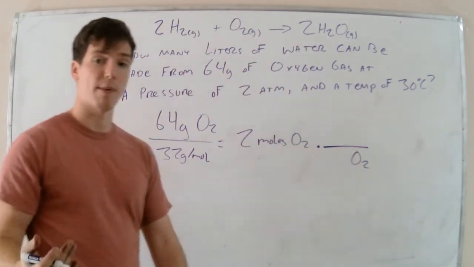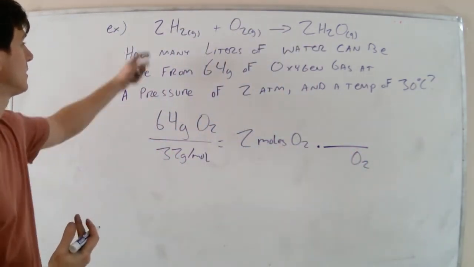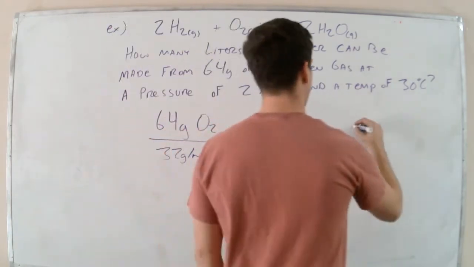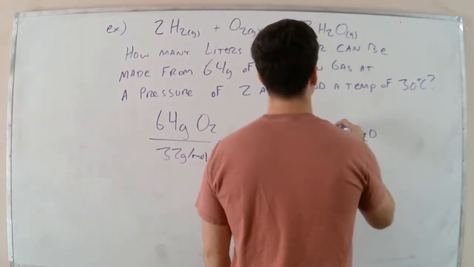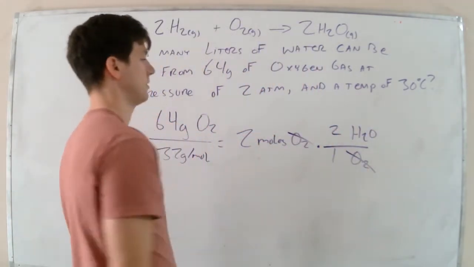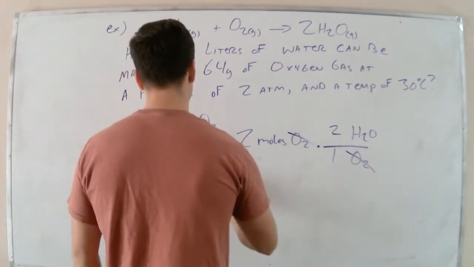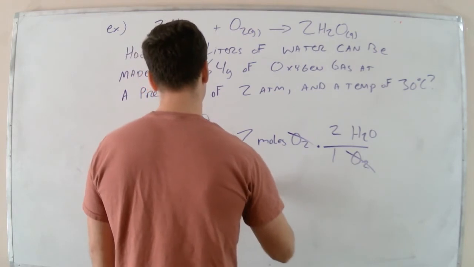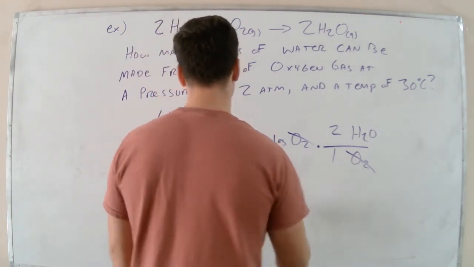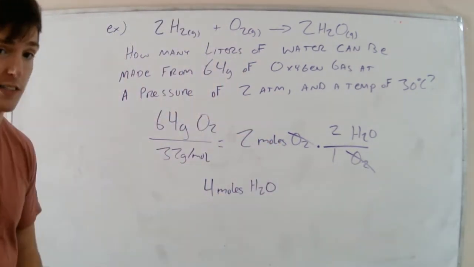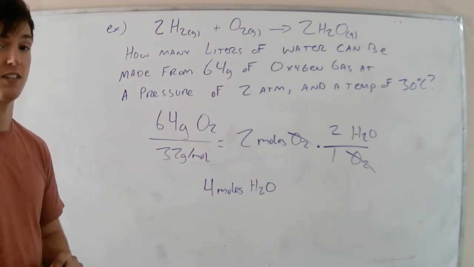What we have on bottom, what we want on top. How many liters of water? H2O. And once again, this is a 2-to-1 ratio. So now every 2 moles of O2 will create 4 moles of H2O. And now we're on to step 4, which is convert it back to the desired product.